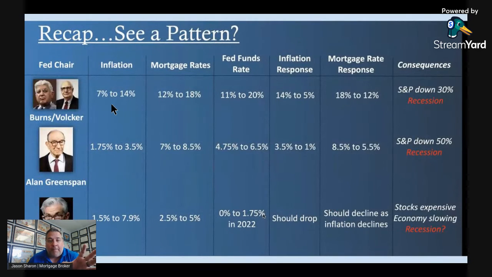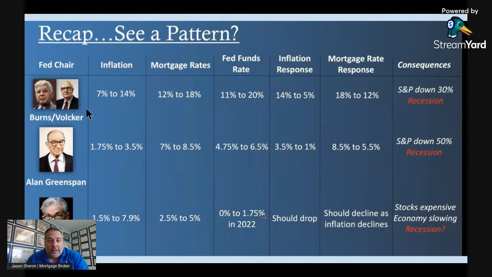So let's talk about patterns. This is about 30 to 40 years of history in this one graph. We've got Fed Chair Burns, Volcker, Greenspan, and then good old Jerome Powell right now, and looking at what happened in these two instances and then here.